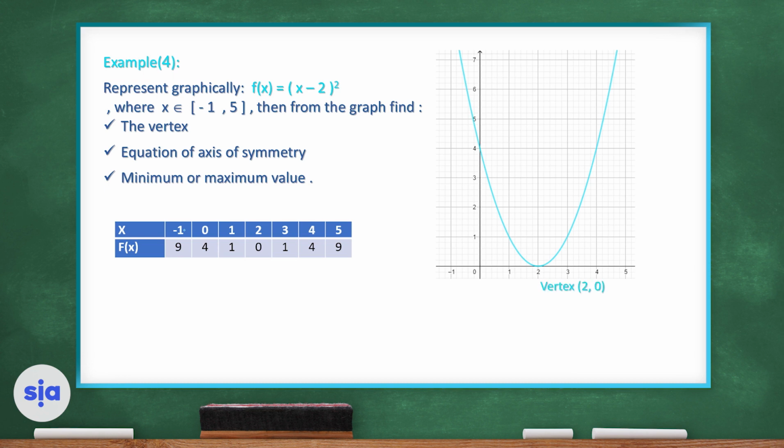The equation of axis of symmetry, we take the x part of the vertex, so it's x equals 2, and here for sure it's a minimum value where y equals 0.